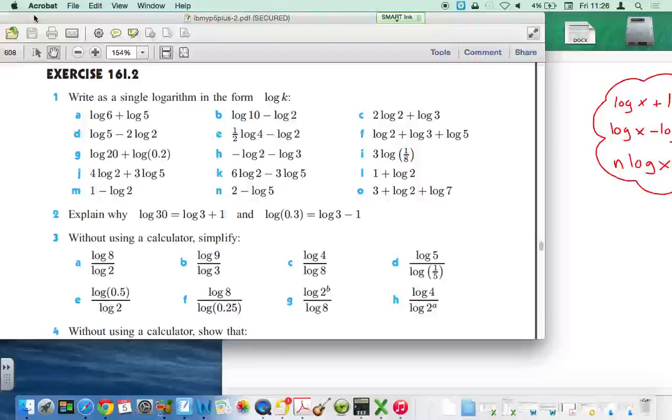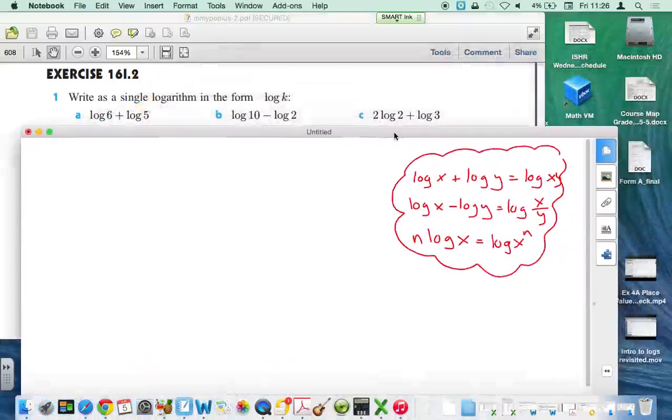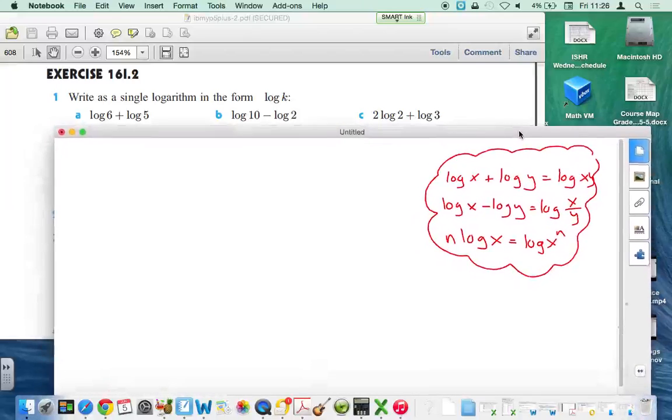These exercises are designed just to get you using the laws of logarithms. So the target in question 1 here is to basically combine these log expressions into one single one. And the only rules that you can use are these rules written here in red. So what I'm going to do, I'll take a sort of obvious one.